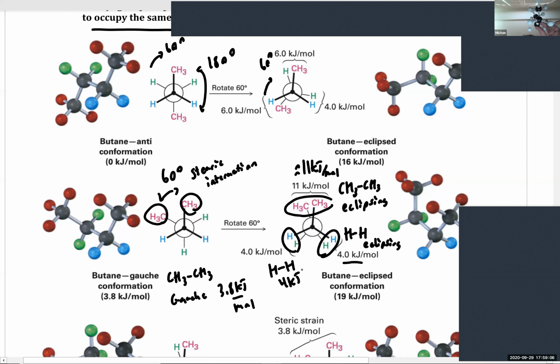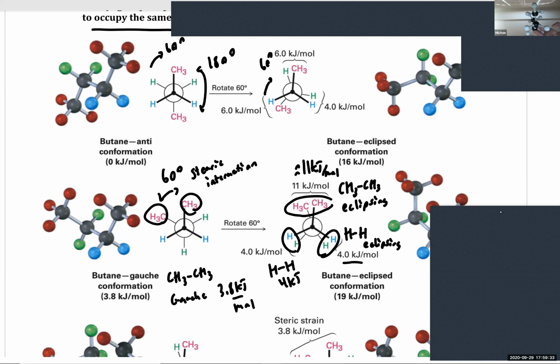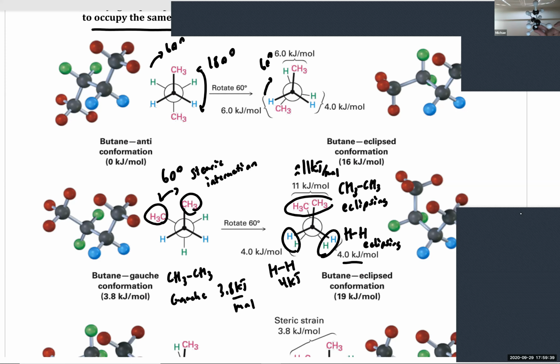Does this make sense to everyone? So in this case, not all of our staggered and eclipsed conformations are the same energy. Yes, a Gauche methyl-methyl interaction is about the same as a hydrogen-hydrogen eclipsing interaction. But the key thing is eclipsing interactions are torsional strain, while Gauche interactions are steric strain.